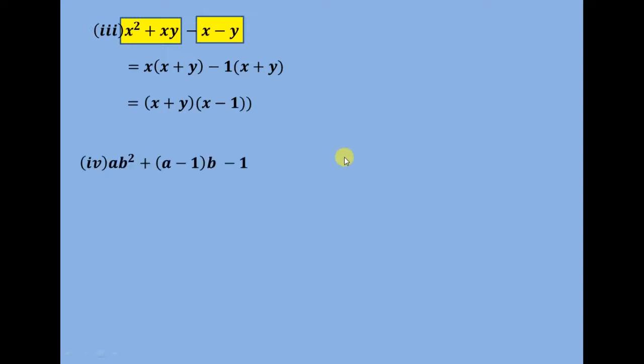Let's take another question. If the question is like this, ab squared plus a minus 1 b minus 1, first we need to simplify this part. So it's very easy. ab square remains the same, plus a into b is ab, minus b into 1 is b minus 1.